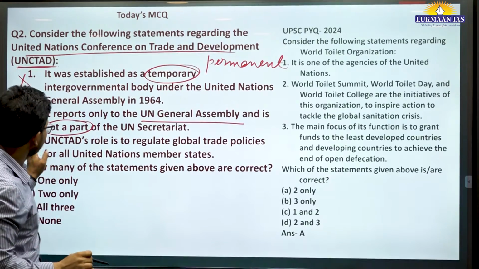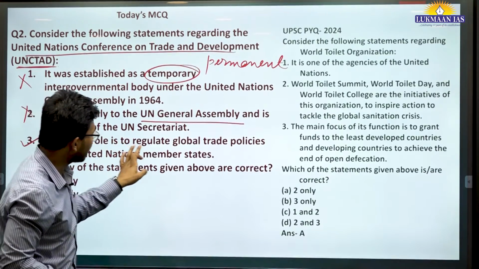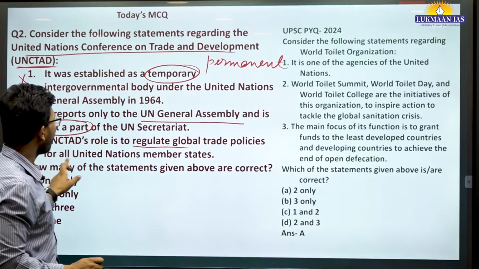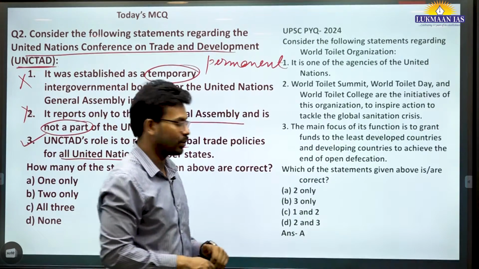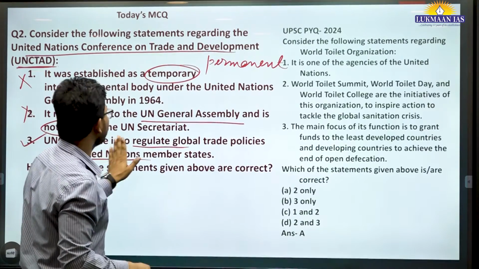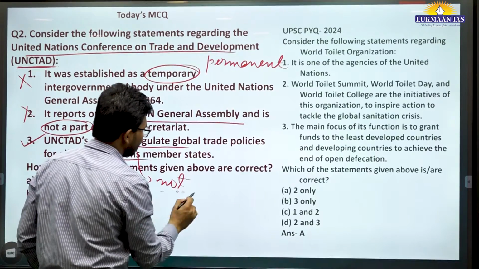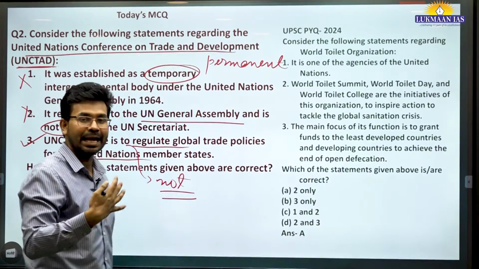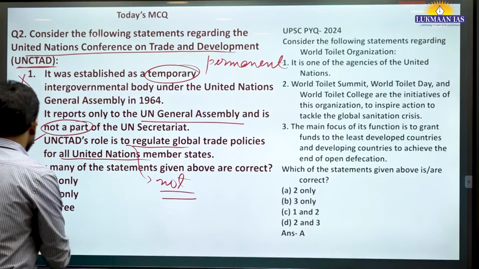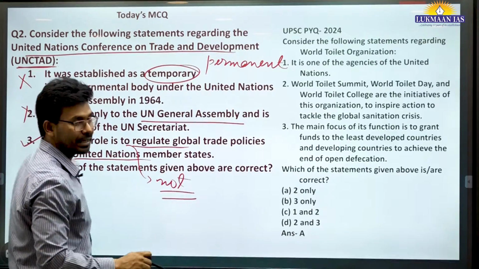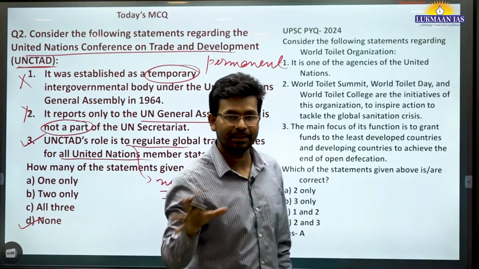Third statement says UNCTAD's role is to regulate global trade policies for all United Nations member states. Its role is not to regulate. It does not regulate. It just releases analysis of the global trade. So none of these statements are correct in this particular question. All these statements are wrong.